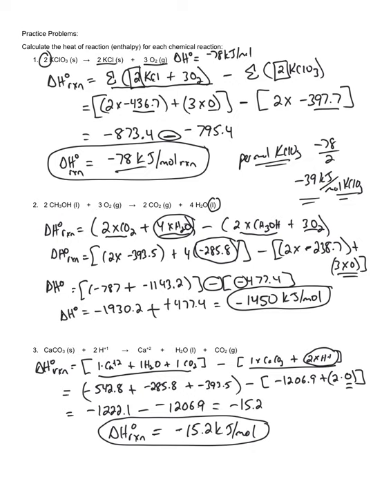Just be aware of your negative signs, be aware of that basic algebra, and don't forget to multiply by the coefficients. All right? Thanks for listening, and we're getting close to the end of the enthalpy unit, so we're almost there.